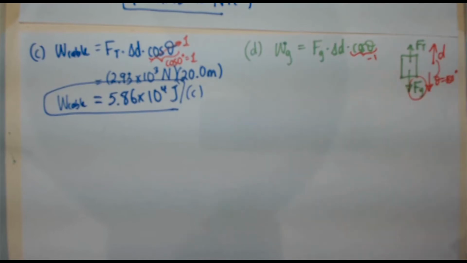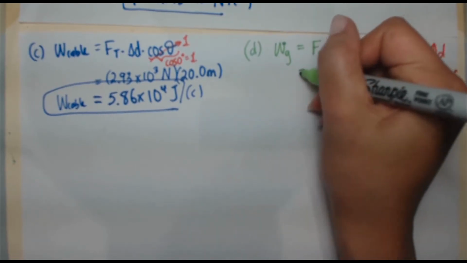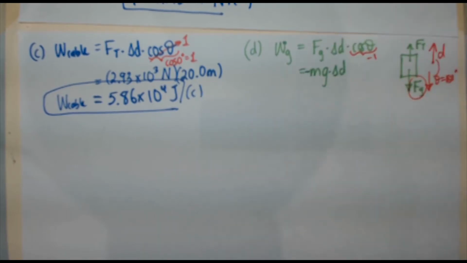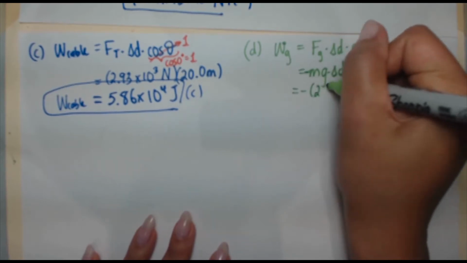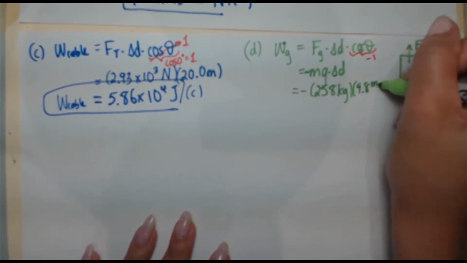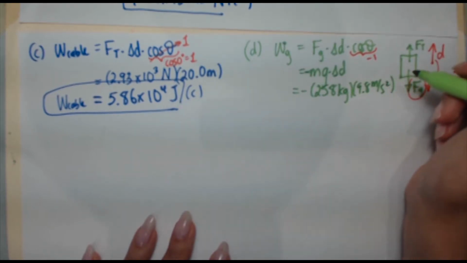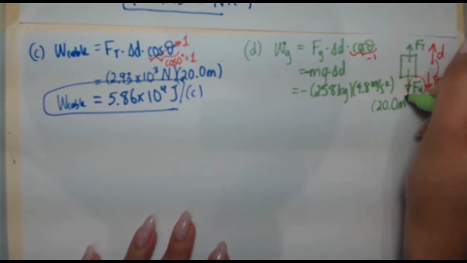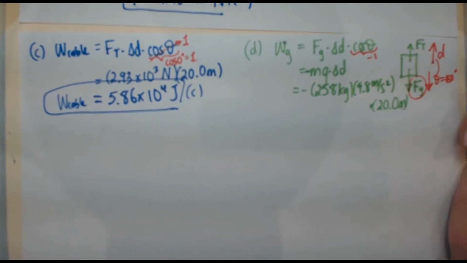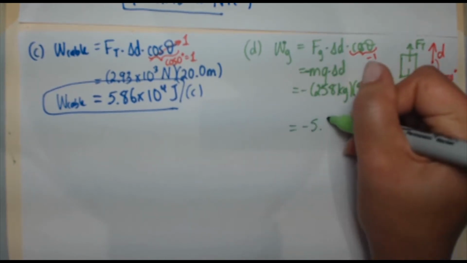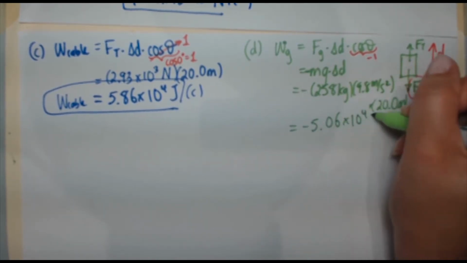So we can actually do that right away. Fg is mg, so mg delta d, and we put that minus in front there. So just plug in your values: equals -258 kilograms times 9.8 meters per second squared times the distance. It's still going up 20 meters, so you're going to multiply that by 20 meters as well. When you plug those three numbers in and multiply them all through, you're going to end up with -5.06 times 10 to the 4 joules.